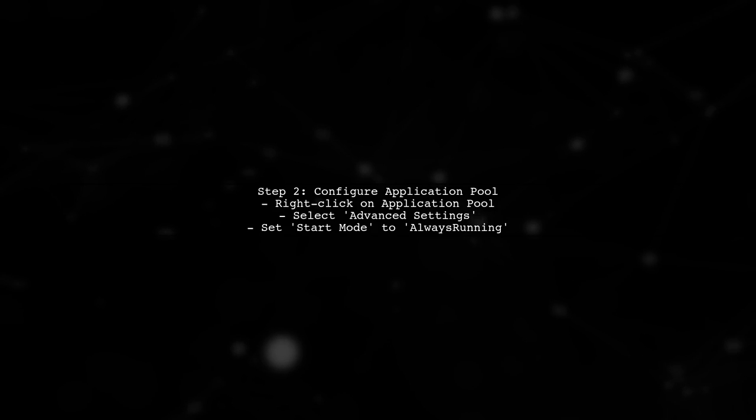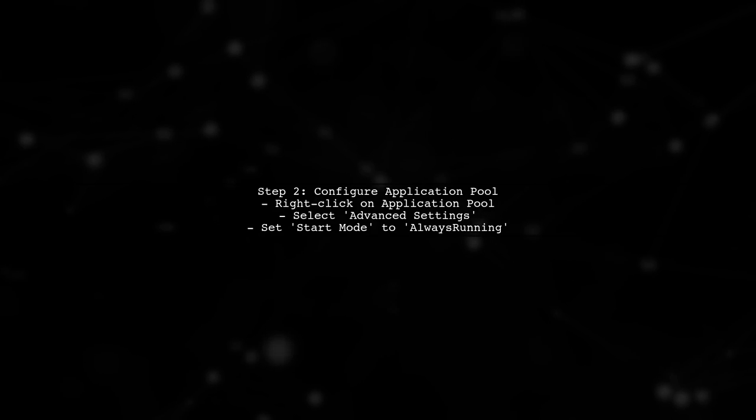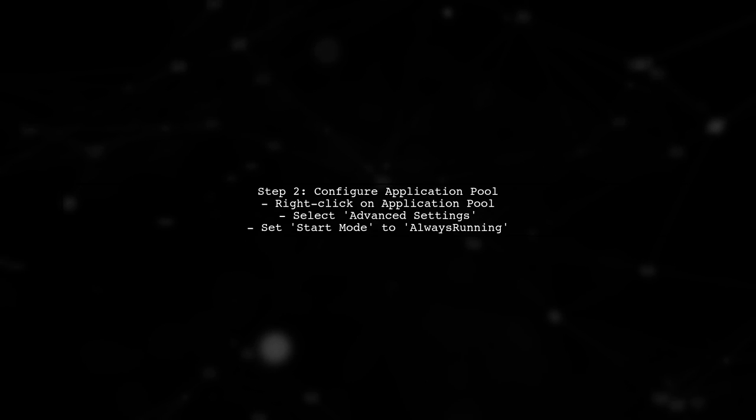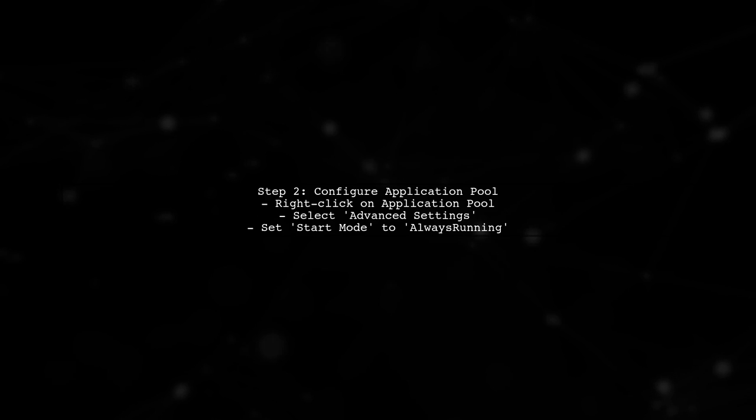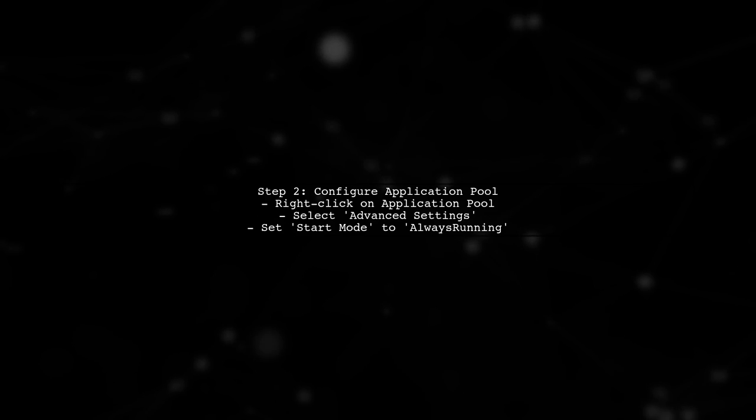Next, we need to configure the application pool settings. Right-click on your application pool and select Advanced Settings. Here, we will set the Start mode to Always Running.